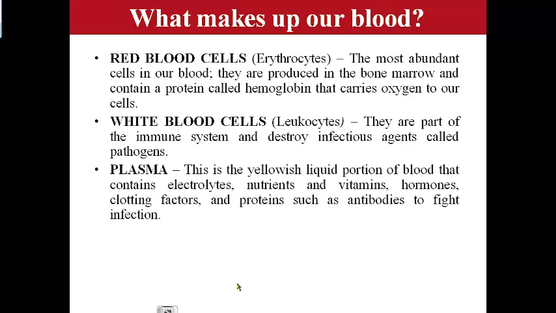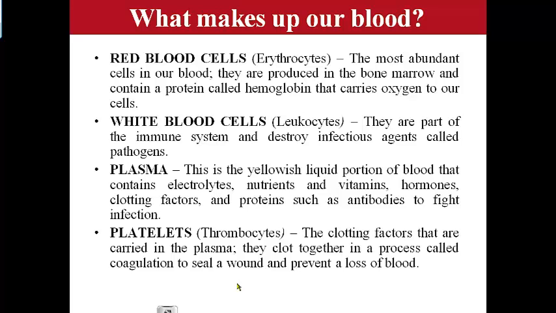Then you've got plasma. Plasma is a yellowish liquid that contains things called electrolytes. It contains nutrients and vitamins, hormones, clotting factors, proteins, and antibodies to fight infection. And it's mixed in with the white blood cells and the red blood cells. And finally, you have platelets. Platelets are also called thrombocytes.